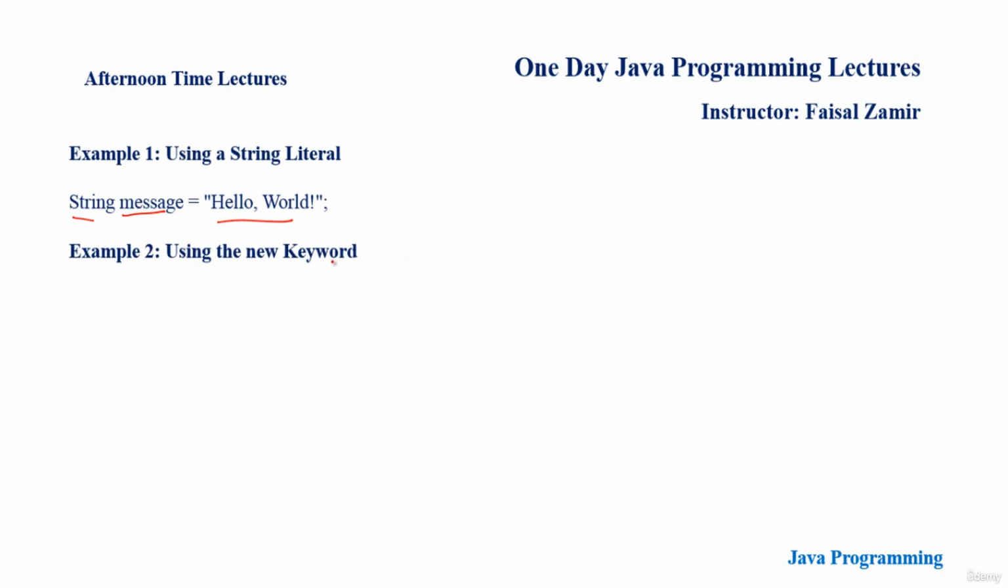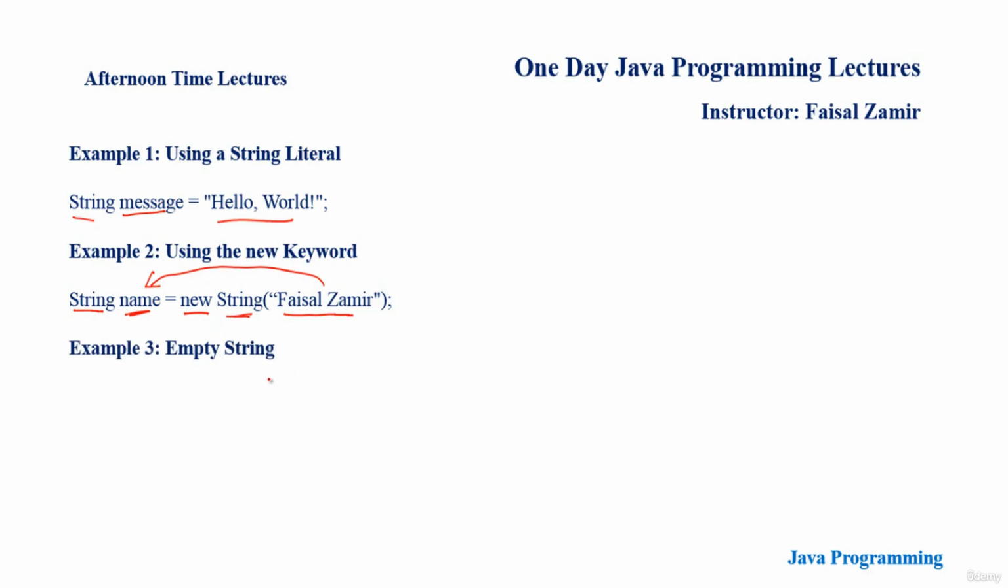Example 2, using the new keyword. Because String is actually a class, we can declare any variable with the new keyword. For example, String, this is a class, the object name is name, and we use the new keyword. In the String constructor, I am providing a value. This value will be a string value. In the first variable, you can see that its value is hello world, but in the second, using the new keyword, the string value is Faisal Amir. So this Faisal Amir will be stored in this name object.